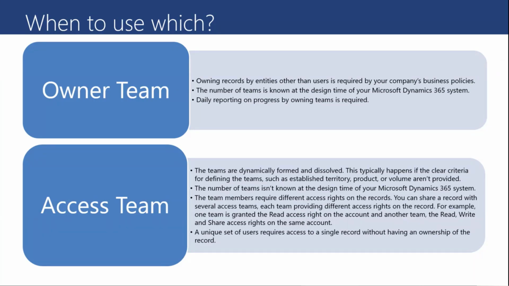do an owner team. An access team is something that is created by the CDS system at runtime for each record. So each record would have its own access team, and then you could add members for that record. So the scope of an access team is limited to a record. The scope of an owner team could be the whole entity. So those are some additional differences to keep in mind.